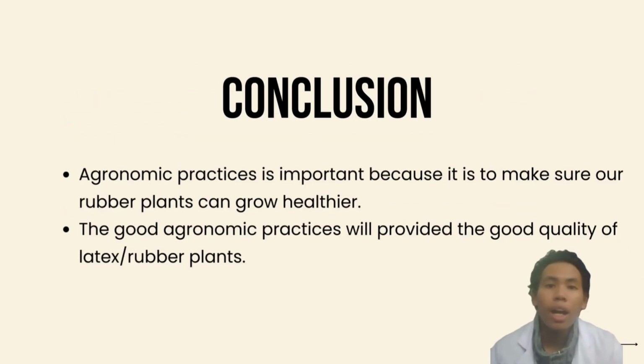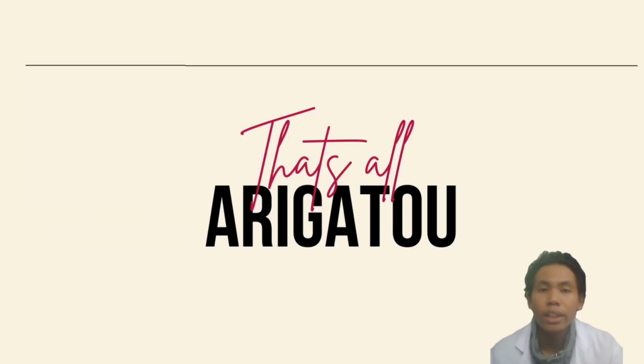In conclusion, agronomic practice is important because it makes sure our rubber plants grow healthier. Other than that, good agronomic practice will provide good quality latex from the rubber plant. That's all from us.